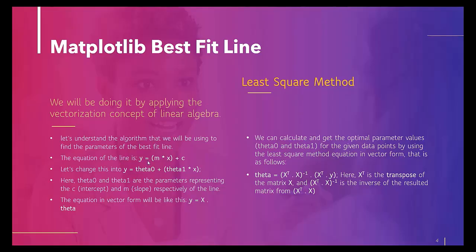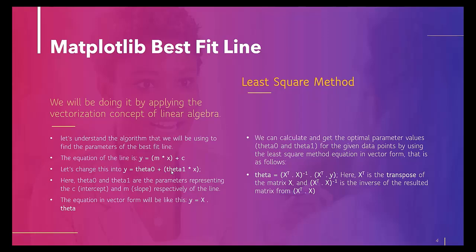So here you can see that I write the equation as y equals m into x plus c. Now we have to change it to y equals theta 0 plus theta 1 into x. Here theta 0 and theta 1 are the parameters representing the c. What is c? As we have discussed back, c is the intercept, and m is the slope of the line. So here theta 0 is the intercept and theta 1 is the slope.